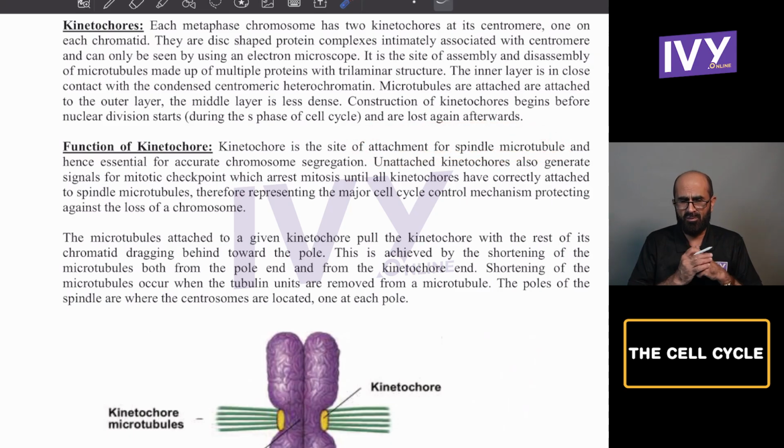Sometimes students remain confused and they say that spindle fibers are attached to the centromere. It's okay, it's not a mistake actually, but the real picture is that the centromere is covered by the kinetochore. So we can say that kinetochore is also a part of the centromere, and the spindle fibers are not directly attached to the centromere, but rather they attach to the kinetochore on both sides of the chromosome.